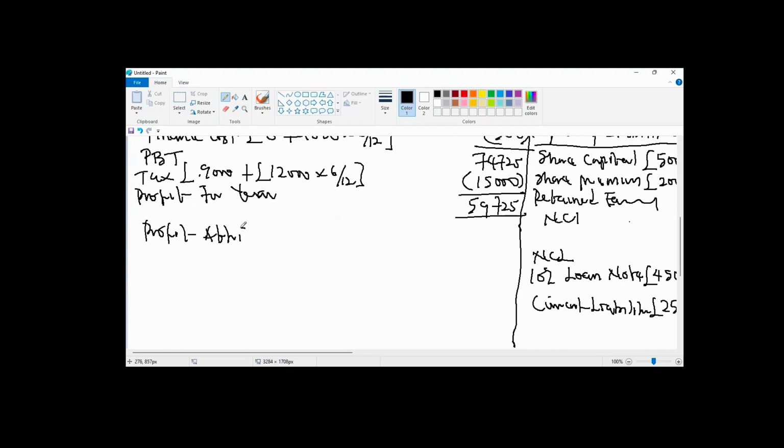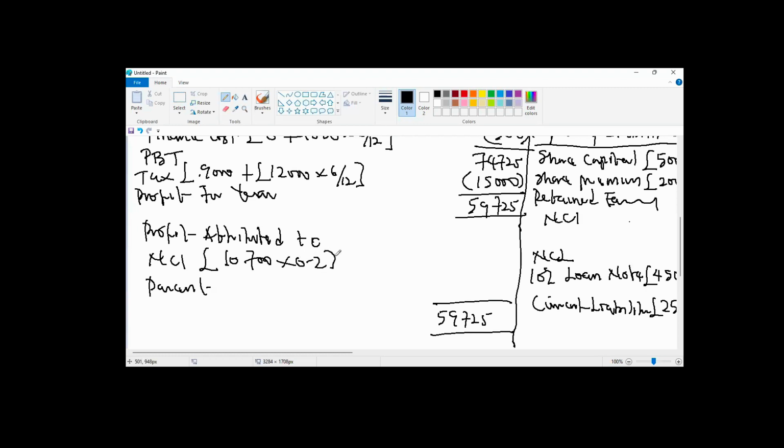Profits attributed to NCI and parent's owners. NCI, I'll go and take the post-acquisition profit. The post is 10,700 times 0.2. If it is during the year, take the post. 10,700 times 0.2, 2,140. That will give me 59,725 minus 2,140, 57,585. That's all.